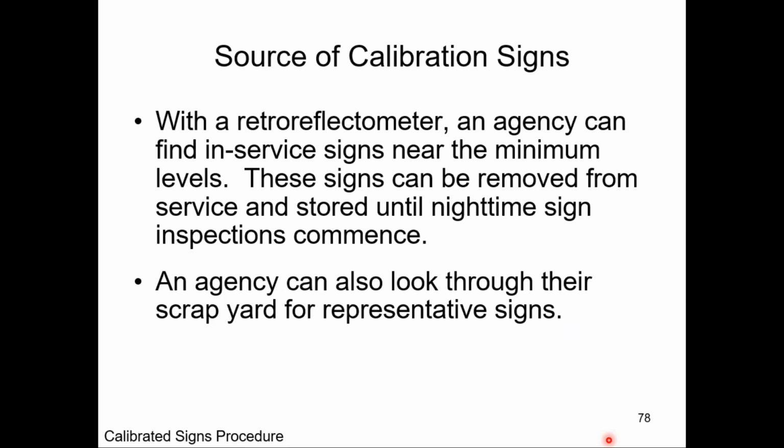So what you're probably going to have to do is gain access to a retroreflectometer and look at some signs, in-service signs or out-of-service signs, and create or manufacture your calibration signs, maybe by cutting panels out of existing signs. So that is, to me, one of the limitations of this method: the source of the calibration signs. But larger agencies, for example, a DOT, it's probably easier for them to get these calibration signs than a smaller agency.